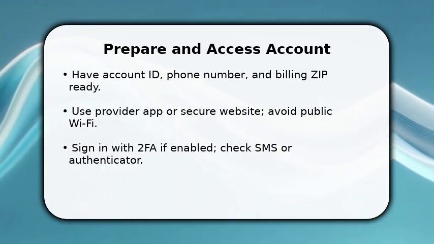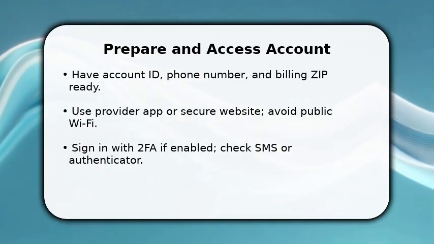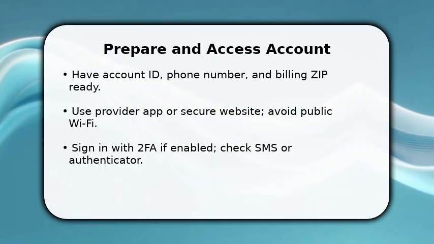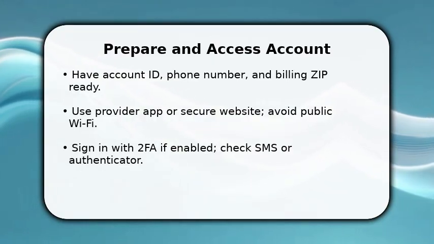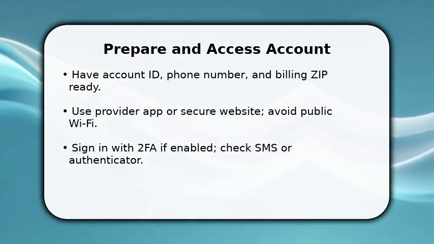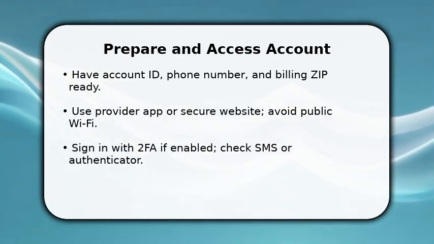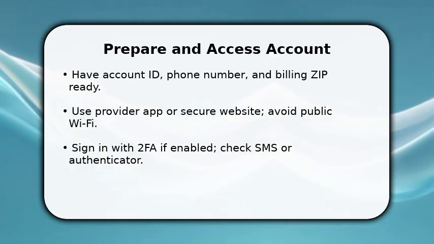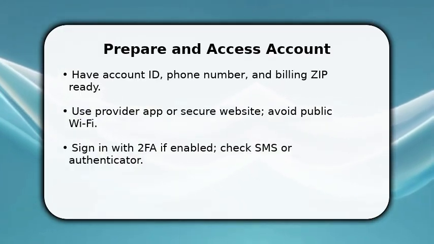Once signed in, you may need two-factor authentication. Check SMS or an authenticator app. This step matters because the QR code is usually tied to your authenticated session. Make sure your session is current. If prompted, accept device permissions so the app can display or generate the code for the next steps.